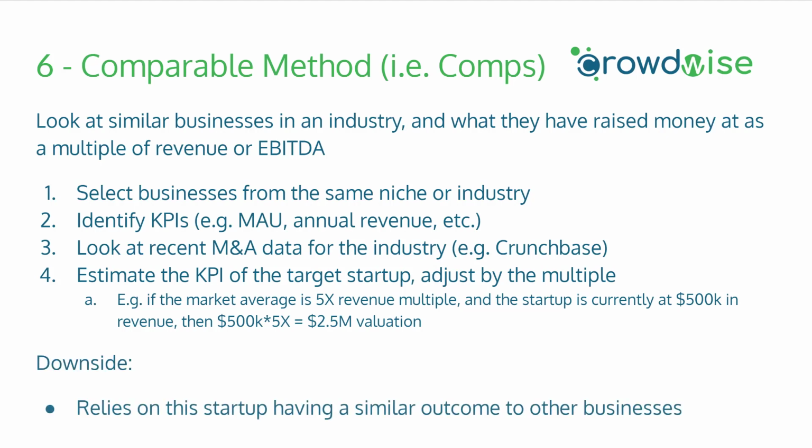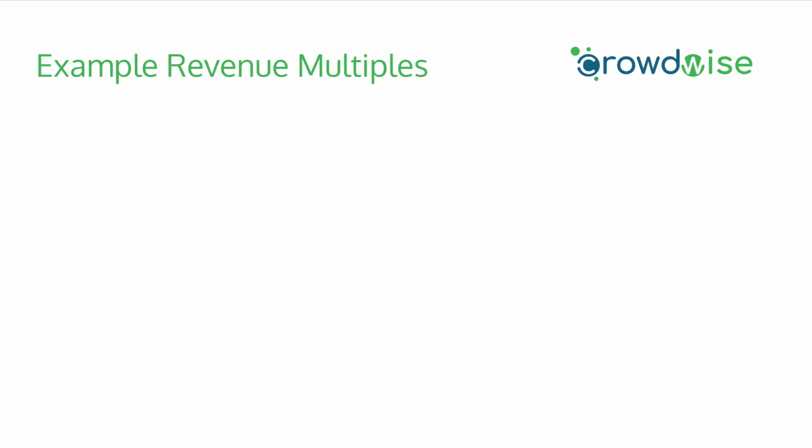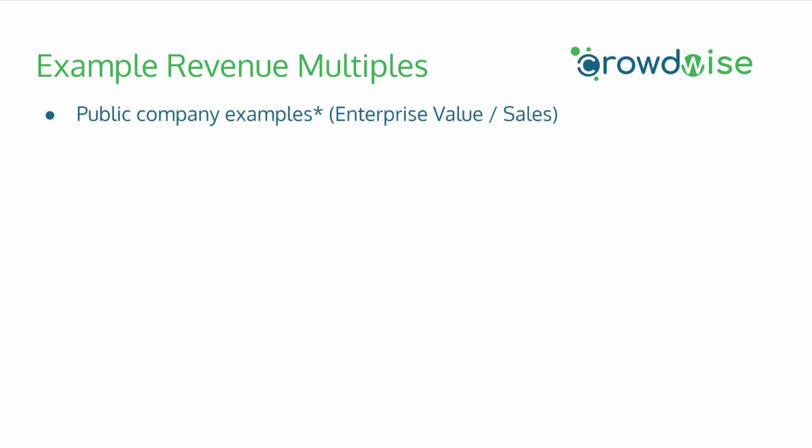Downside of this approach is it again relies on this startup having similar outcomes to those other businesses in question. If they have a different business model or something else that's upsetting or disrupting the industry, you need to account for this in what those metrics are. So you're probably wondering, what are some example back-of-the-envelope revenue multiples to be aware of? Well, let's look at a few now.